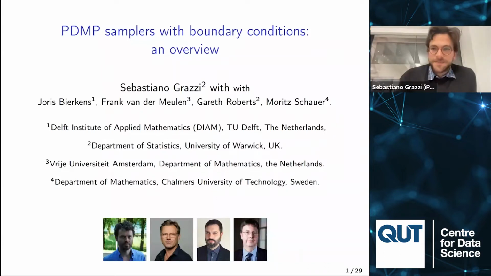Thank you, Josh. As you were mentioning, today's talk will be about piecewise deterministic Markov processes, PDMPs, with some boundary conditions to try to target measures which come up in non-standard Bayesian problems. This is going to be an overview, so I will not go into technicalities.